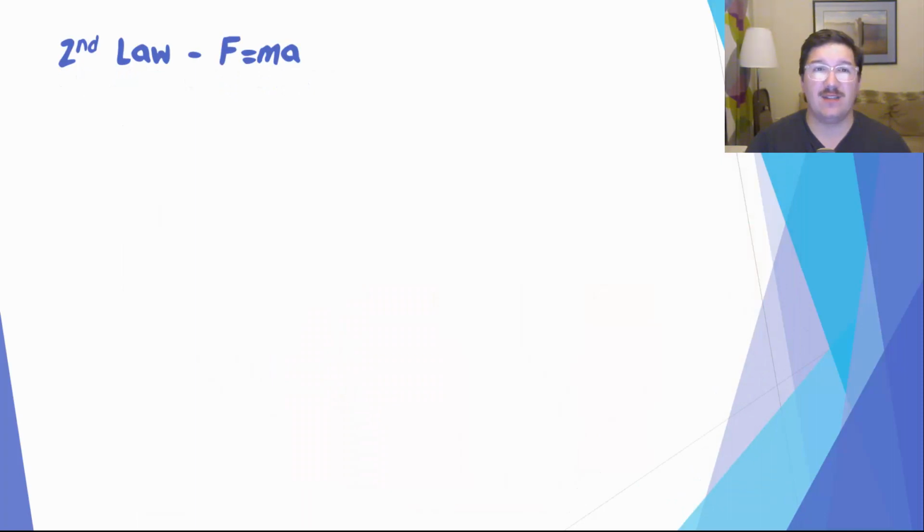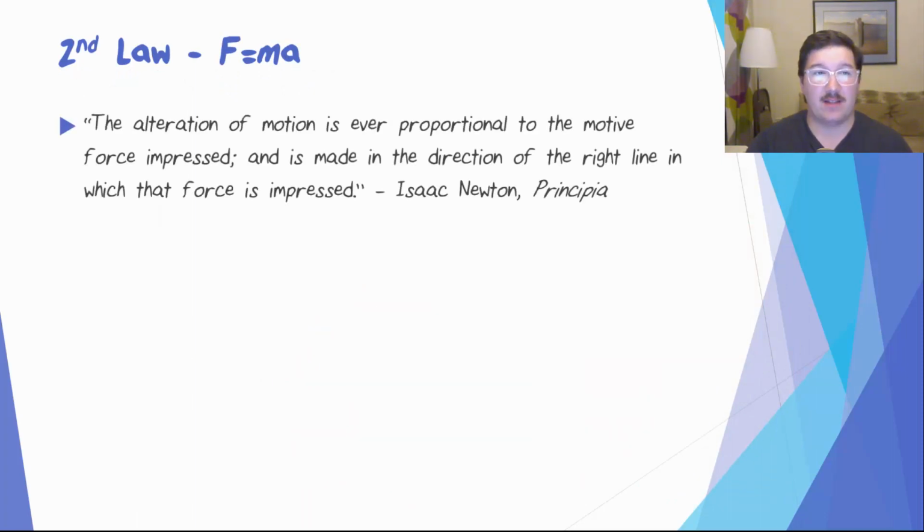Okay, let's move on to Newton's second law. Newton writes, "The alteration of motion is ever proportional to the motive force impressed, and is made in the direction of the right line in which that force is impressed." Let's take a look at this first section first.